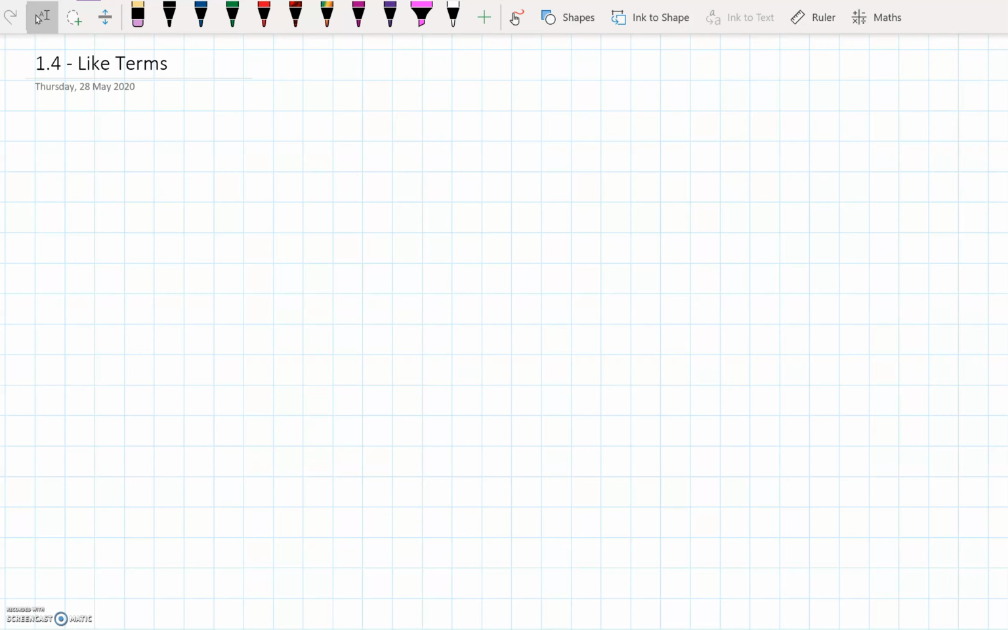Okay, what we're going to look at now briefly is like terms. You've done this plenty of times before in year 1. We're going to quickly go over it again so that you remember, because some people forget these things. Firstly, what is a like term?